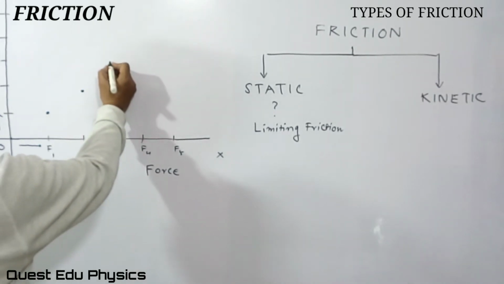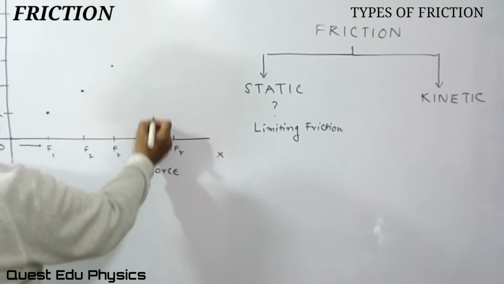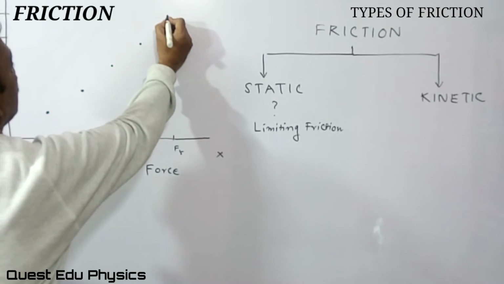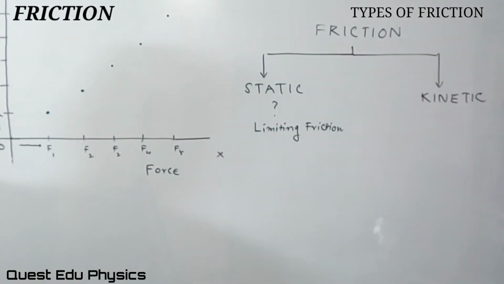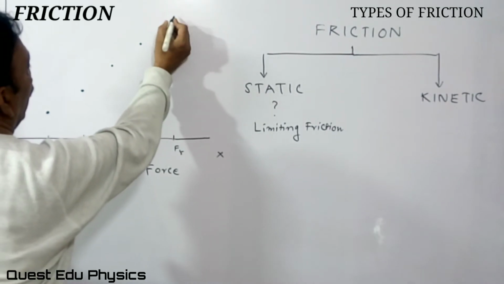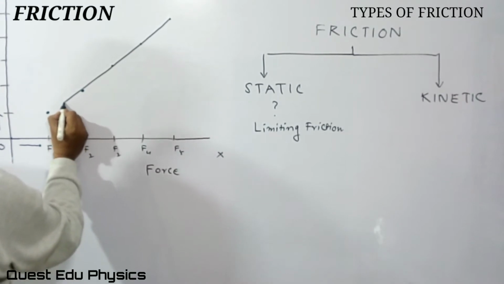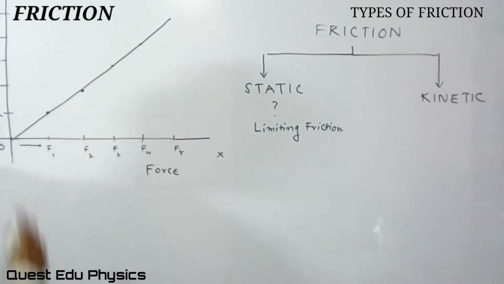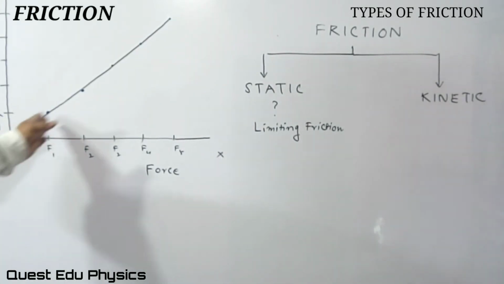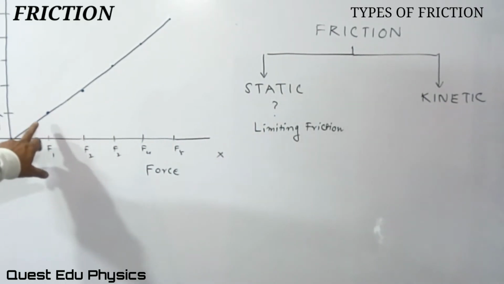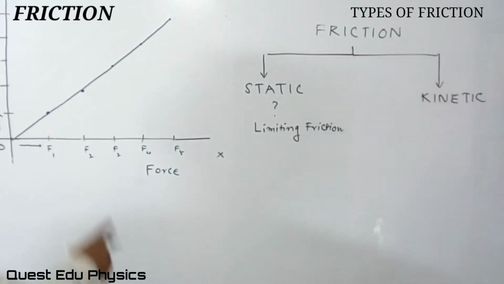Then further we are increasing. It changed to F3, then F4 and F5. Okay, let's join all these points, students. Let's see what could happen. It appears to be a straight line which is passing through the origin, and here it is making an angle of 45 degrees. What does it mean? They have a linear relation. If one increases, automatically the second also increases.